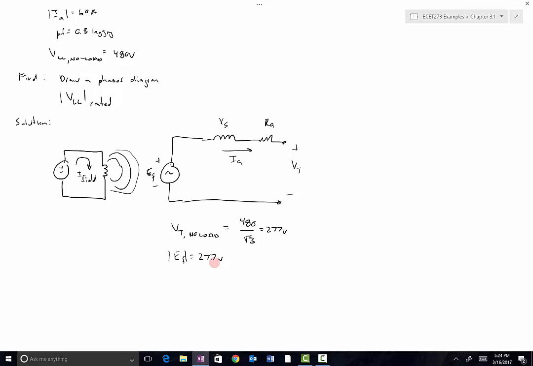The question was: draw the phasor diagram for this circuit when it's operating at rated current. So now we're delivering power to a load, and that load is drawing an armature current IA equal to 60 amps at a power factor of 0.8, which is an angle of negative 36.87 degrees. So what happens to the terminal voltage when this much current is drawn?